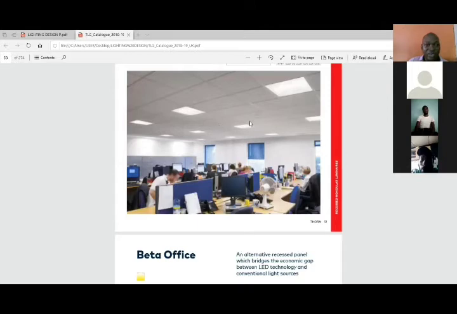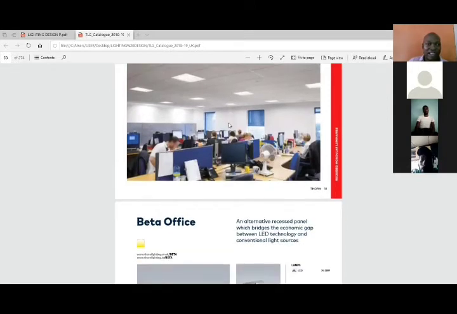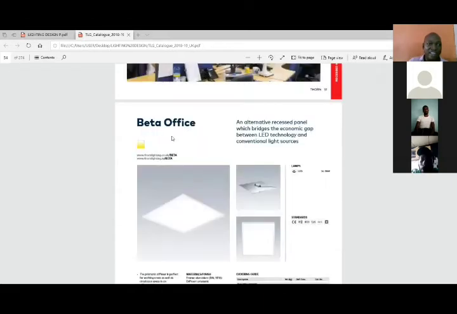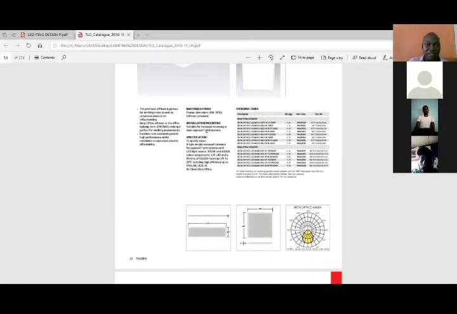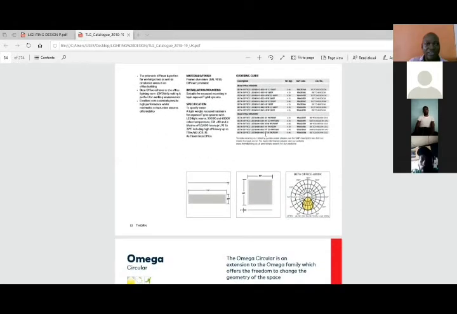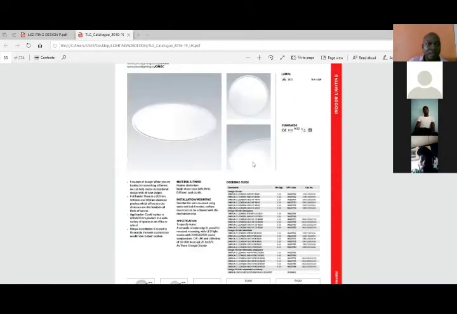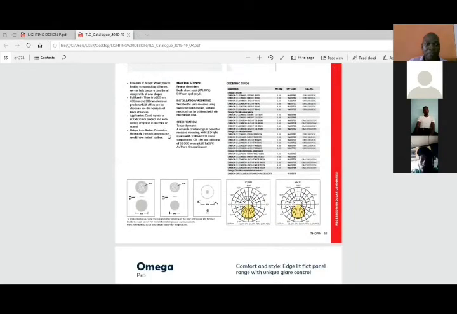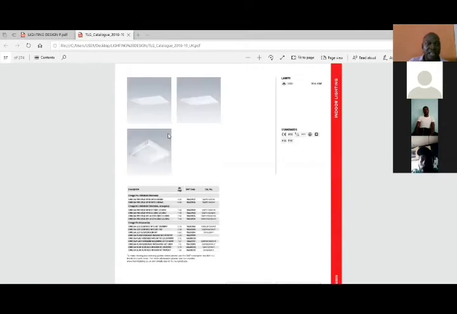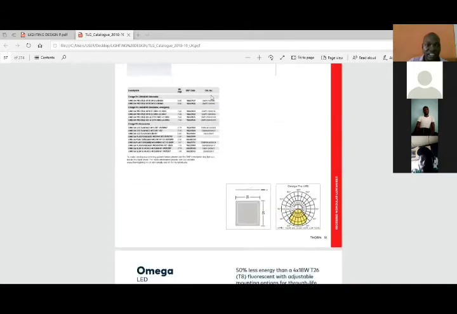This is the implementation in terms of layout in the office environment. This is Better Office. This is the name of this particular fitting. This is what it looks like. These are the details. This is another make. This one is in circular shape. And these are other ones that are not recessed. This can be surfaced and this can be suspended using a string.